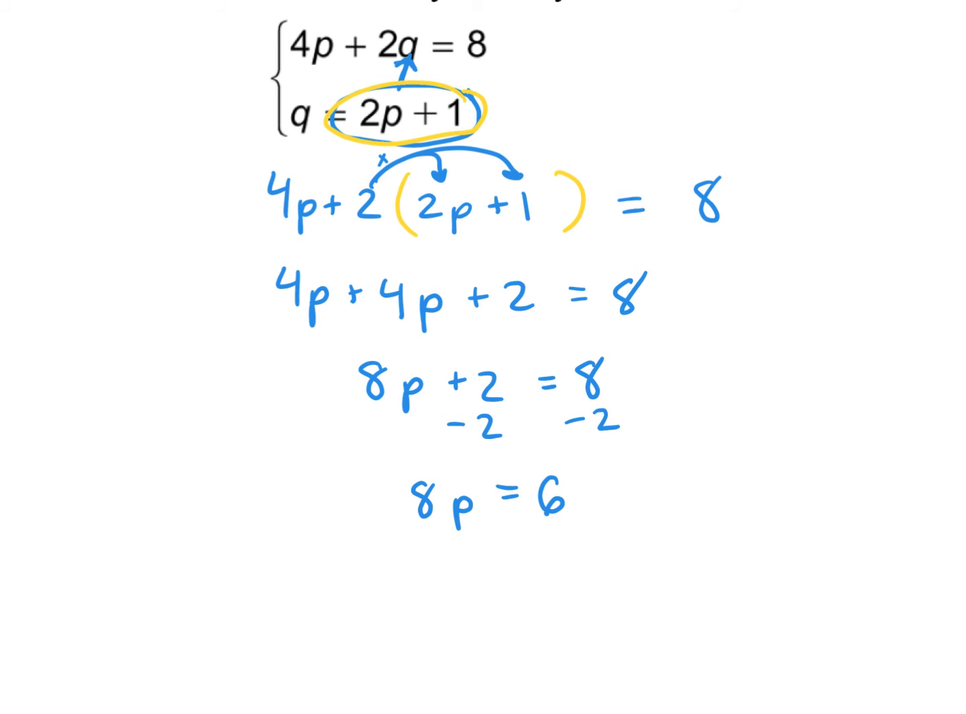Then what do I do next? Divide by 8. So p is equal to 6 divided by 8. That's not going to be a whole number, so how can I simplify? What number goes into both 6 and 8? 2. So I'm going to divide the top by 2 and divide the bottom by 2. 3 over 4. So I get 3 over 4.